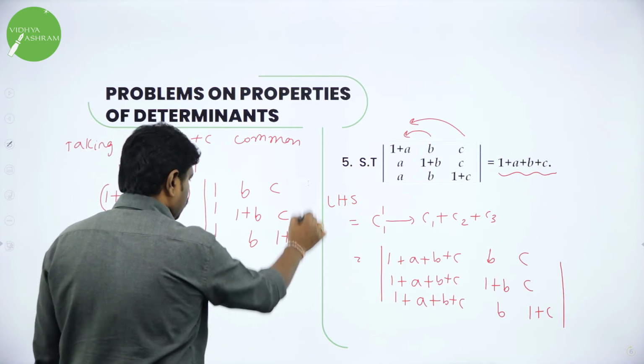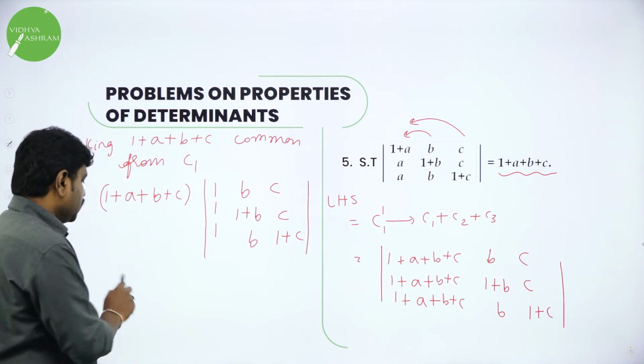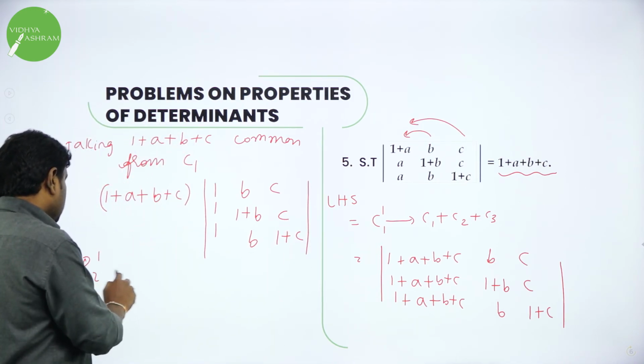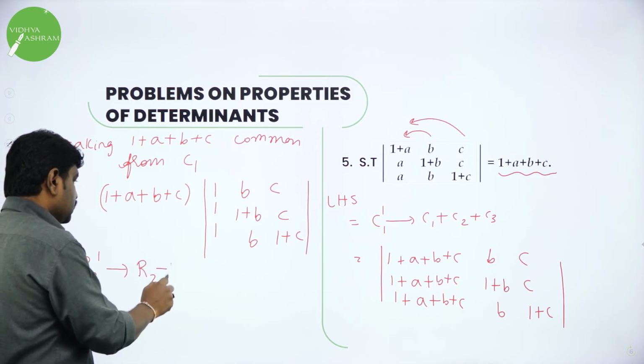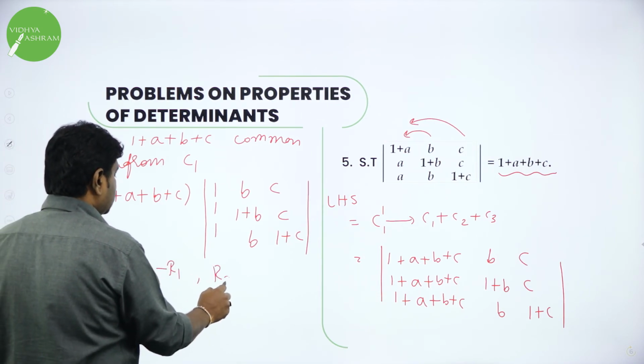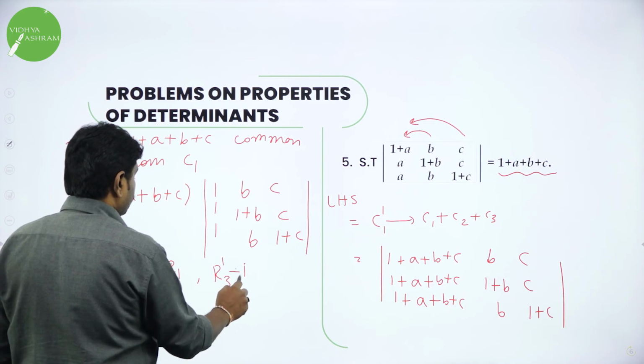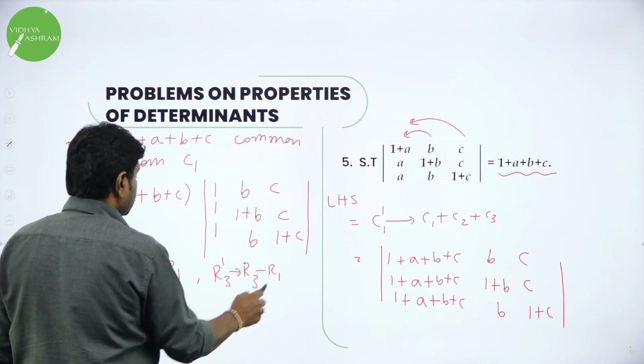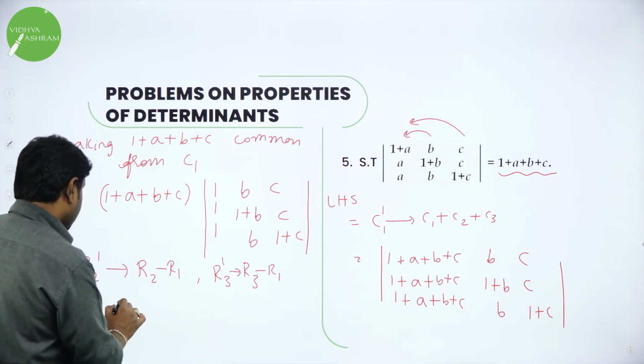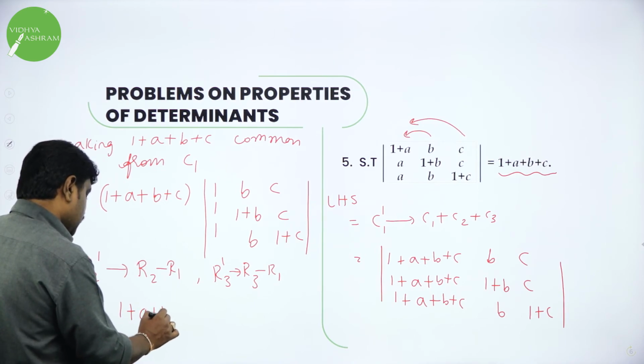I told you, I will always do the same operation when I see 1 1 1. I will perform this so that it becomes easy. R2 dash is R2 minus R1, R3 dash is R3 minus R1. So the new value of R3 is R3 minus R1, means from the first row. Outside we have 1 plus a plus b plus c as it is.